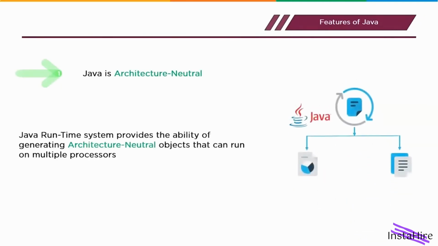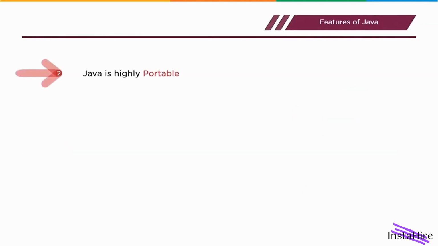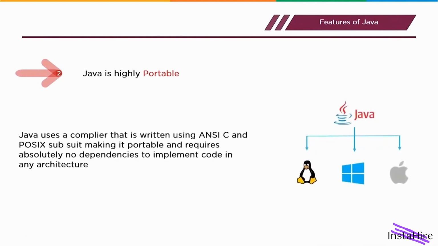The fifth feature says that Java is architecturally neutral. The Java Runtime Machine provides the ability of generating architecture neutral objects that can run on multiple processors. So followed by the sixth feature, we have the seventh feature, which says Java is highly portable. Java uses a compiler written using ANSI C and POSIX subsuite, making it portable and requiring absolutely no dependencies to implement code in any architecture. So we have discussed the JVM architecture earlier. So this JVM makes Java highly portable and capable of running on any operating system platform.